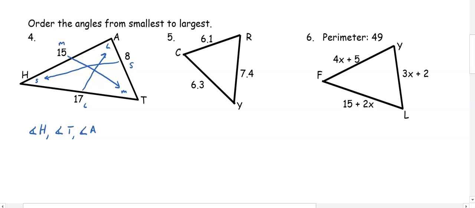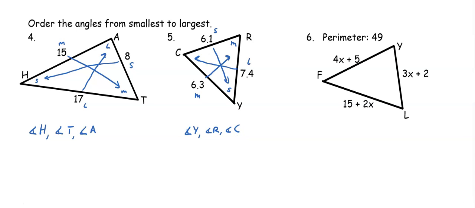In number 5, our smallest side is 6.1, so that's going to be angle Y. Then our next side is 6.3, so that is going to be angle R. And our last side is 7.4, which means the largest angle is angle C.